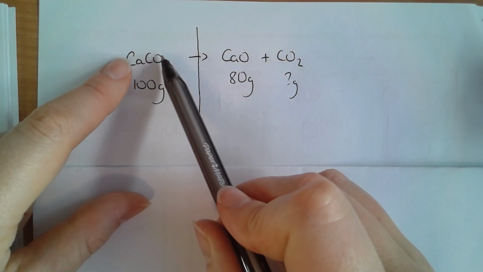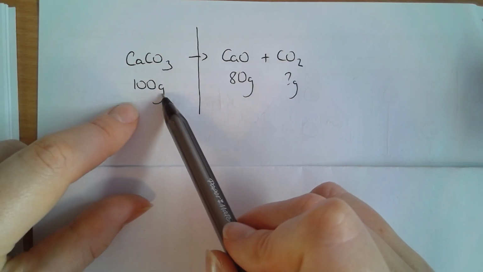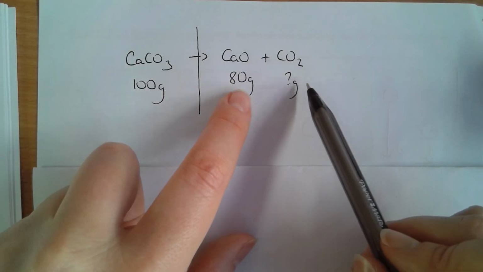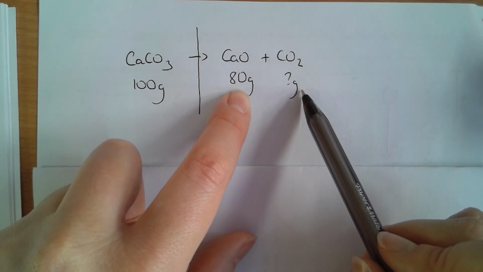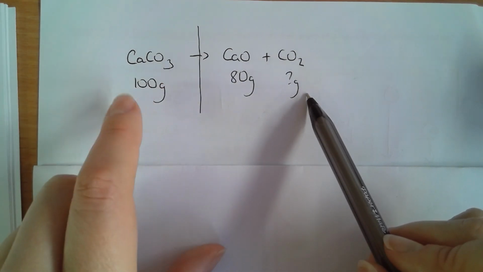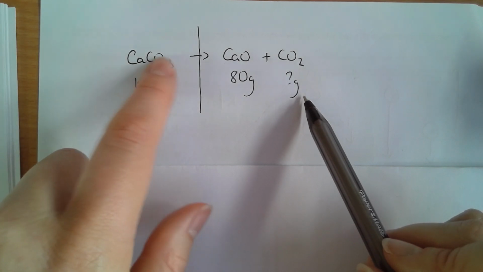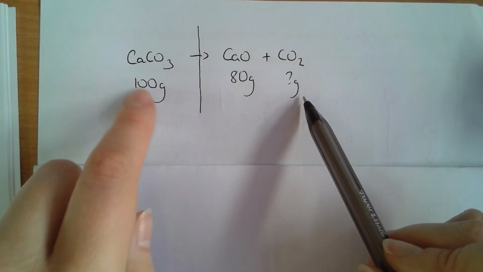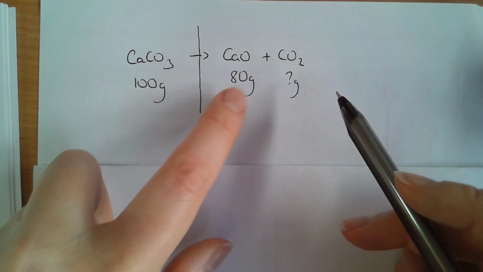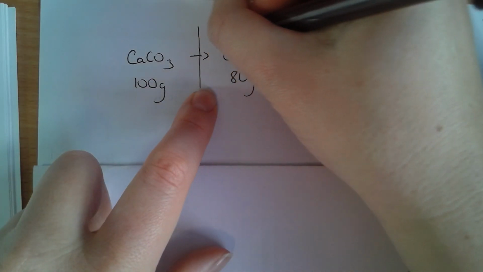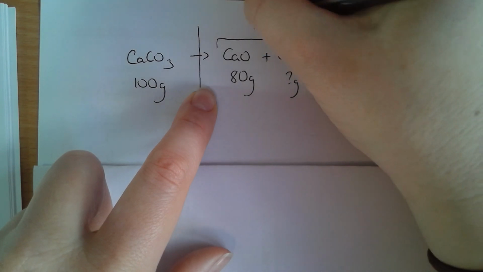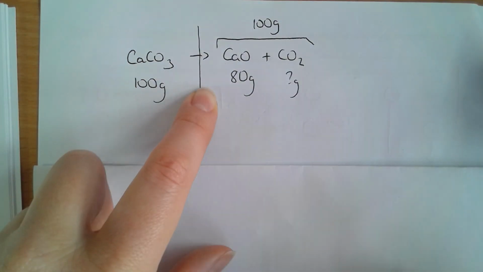There's something called the law of conservation of mass, and that states that the total mass on the reactant side, which is the left side of the arrow, must be equal to the total mass on the product side, which is the right hand side of the arrow. We can see here on the reactant side I've only got one thing, and the mass is 100 grams, and that means that on the product side, added together, this must also equal 100 grams.